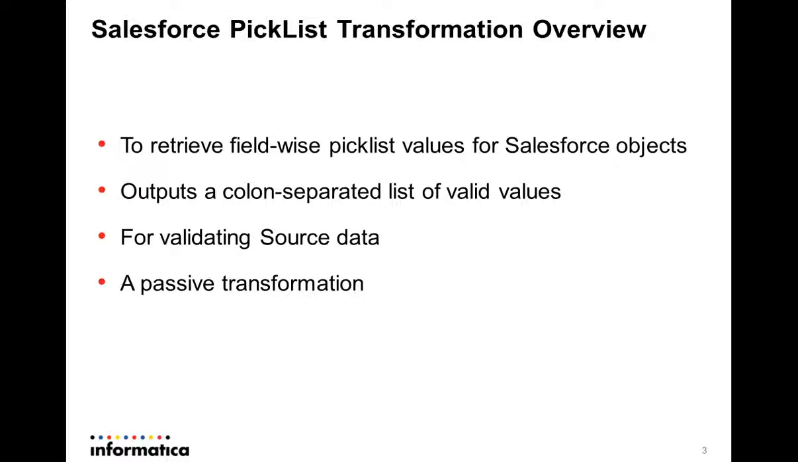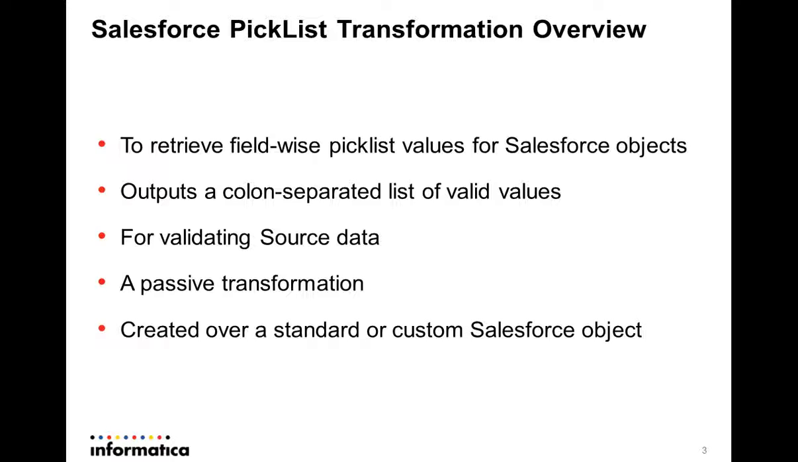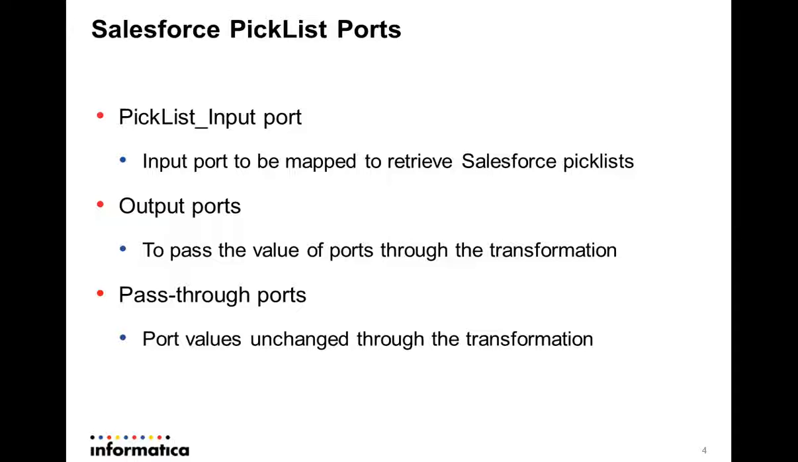The Salesforce PickList transformation is a passive transformation which can be created over a standard or a custom Salesforce object which is accessible by the user credentials with which Salesforce servers are connected. So essentially the PickList would output a colon separated list of valid values for the PickList fields through the output ports of the transformation. However, the PickList transformation does not require an input for delivering its functionality.